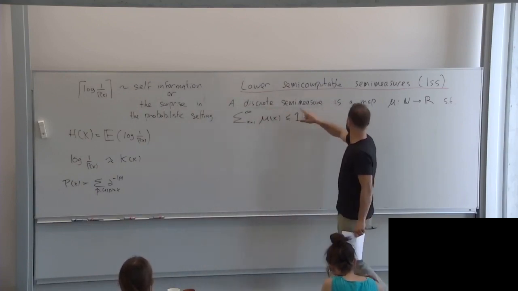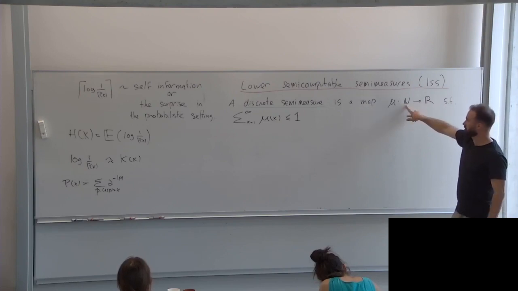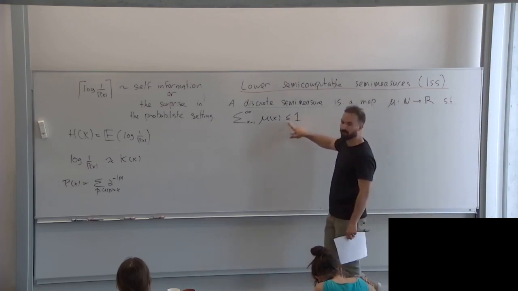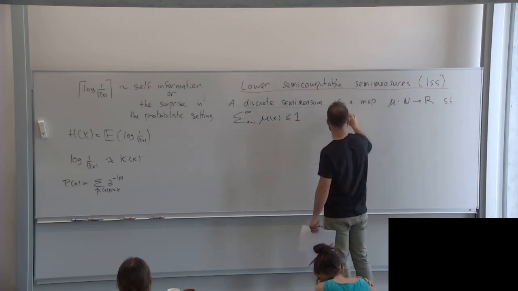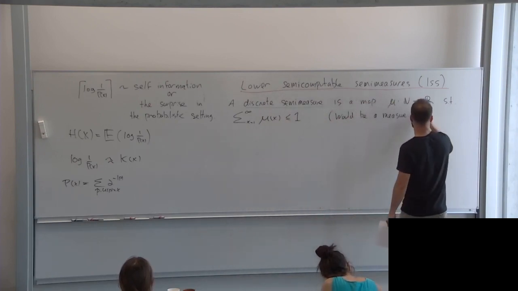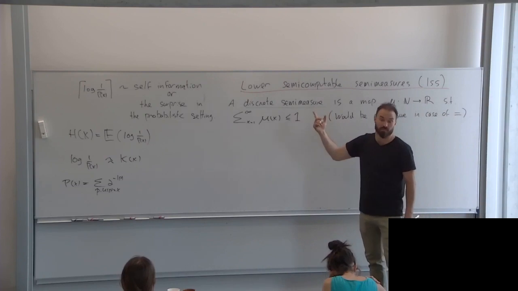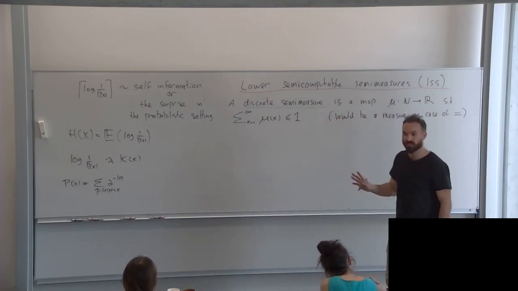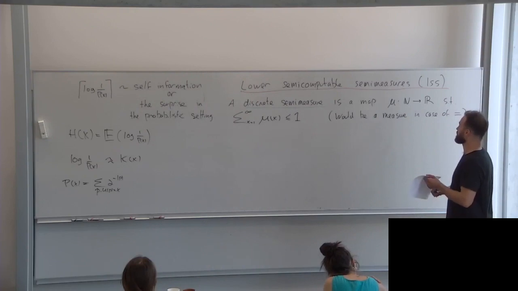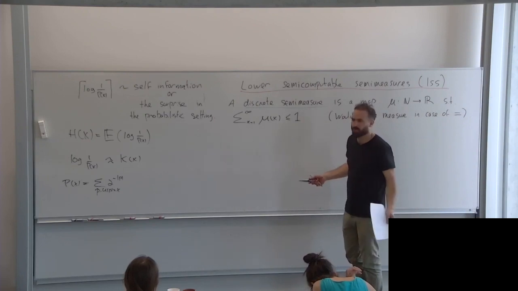So the discrete part refers to the fact that we map from the integers to the real numbers. So it's a measure over a discrete set, namely the set of natural numbers. The fact that it's a semi-measure refers to the fact that we have an inequality here. It would be a measure in case of equality. So semi-measure just means you're close to summing to 1, but you're not really summing to 1. Actually, there's no notion of being close. It's just you're smaller or equal to 1.